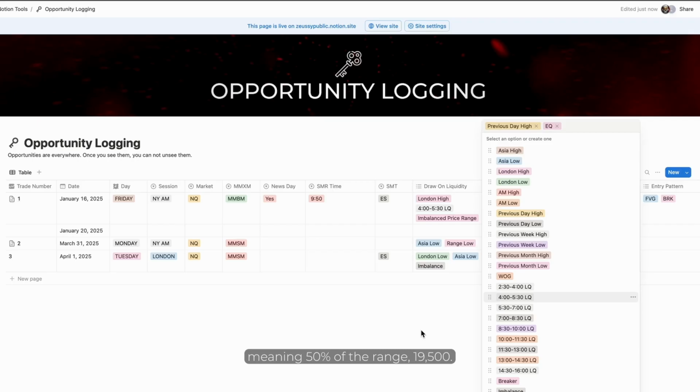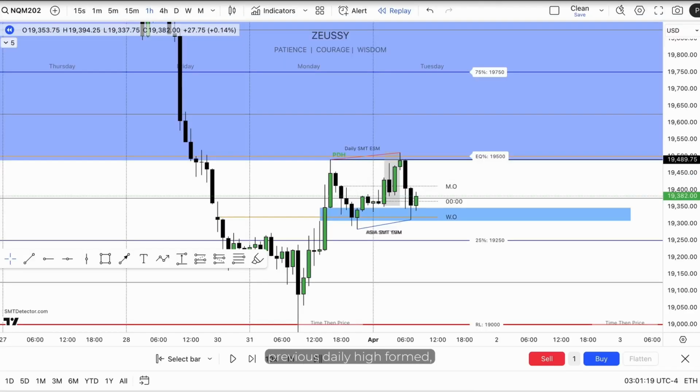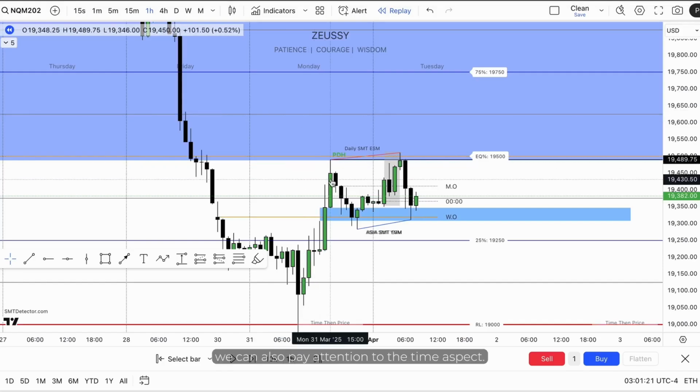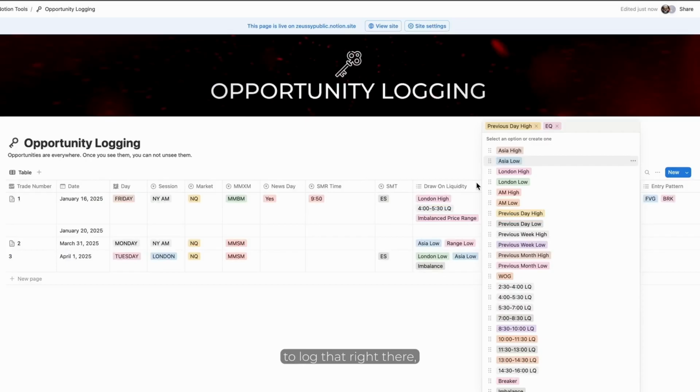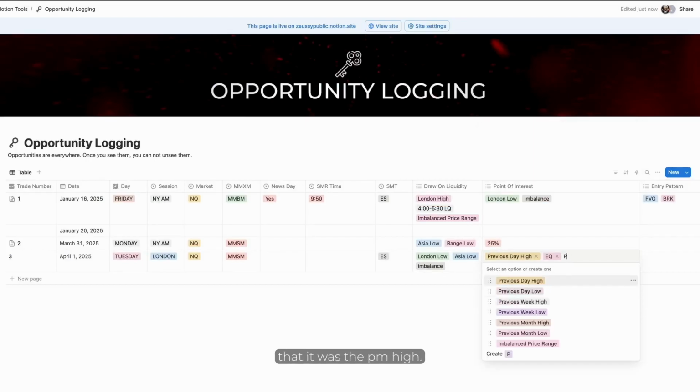90,500. What I would like you to understand is that when we pay attention to when that previous day high formed, we can also pay attention to the time aspect. What I'm then looking at is the exact hour that this high formed, and that was the 3 p.m. hour. Therefore, this is the high of the afternoon session. So what I'm going to do is I'm also going to log that right there, meaning I'm going to log that it was the PM high.